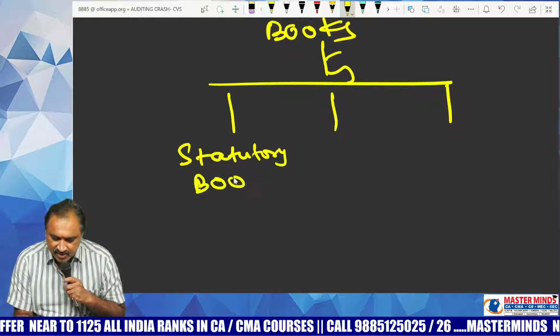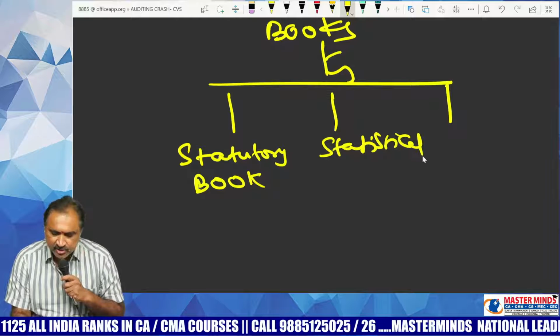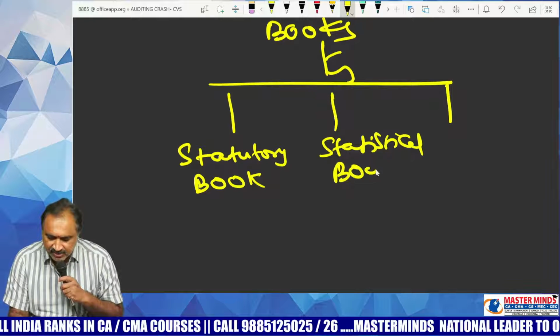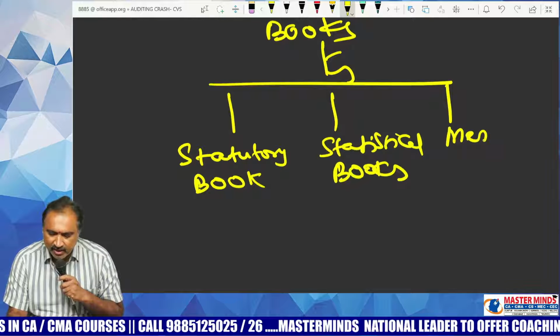The first one is statutory books. The second one is statistical books. And the third one is memoranda records.